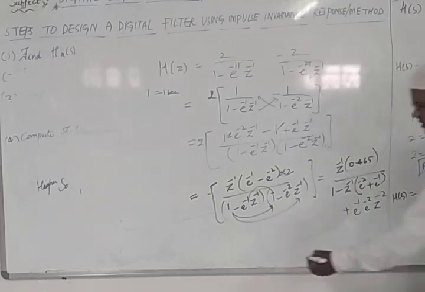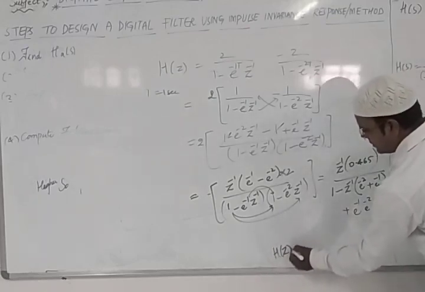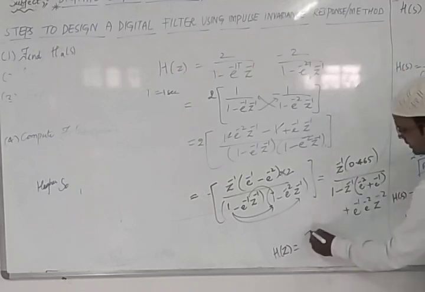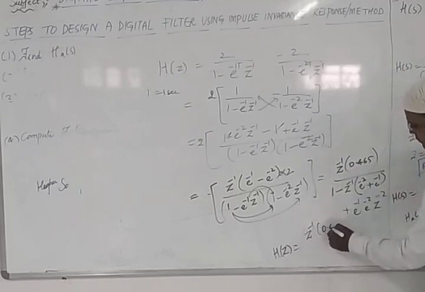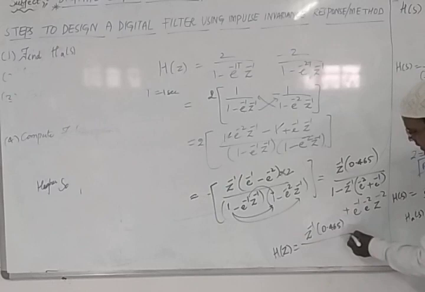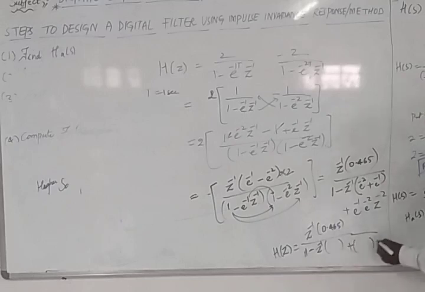So at the end, H of z is equal to this: numerator z power minus 1 0.465, by 1 minus z power minus 1 with the first factor, plus something with z power minus 2. This something is e power minus 3. E power minus 3 is 0.04976.